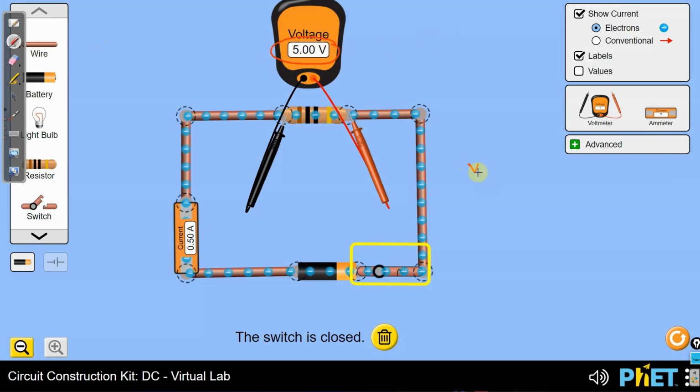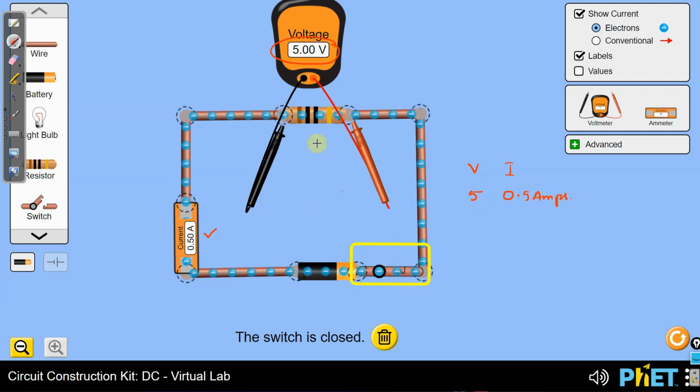Let me draw the chart here, the VI chart. The voltage given by us was 5 volts, and the amount of current passing, if you see here, what is the amount of current passing? That is 0.5 amps of current passing.